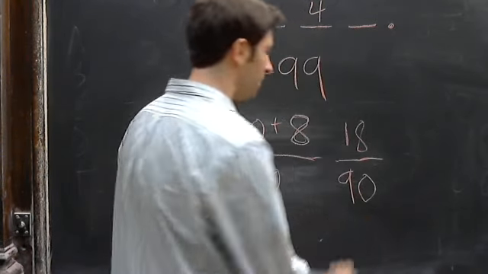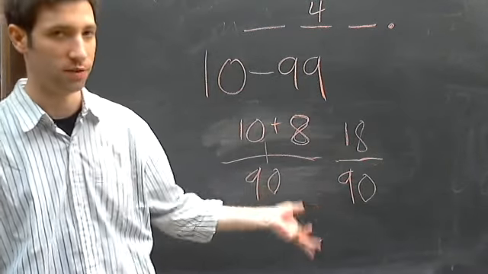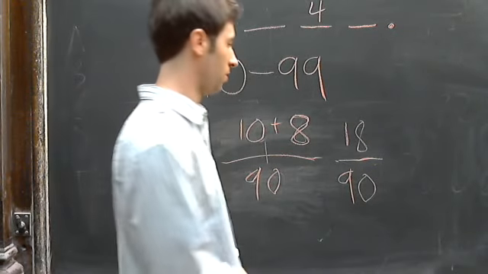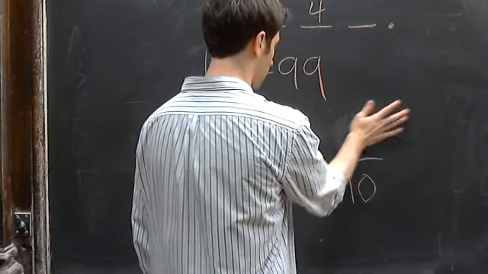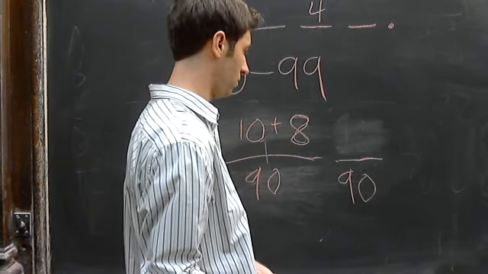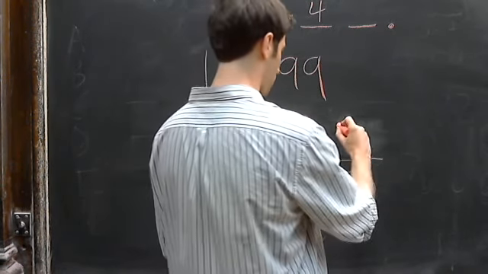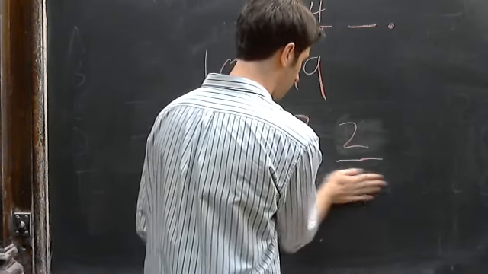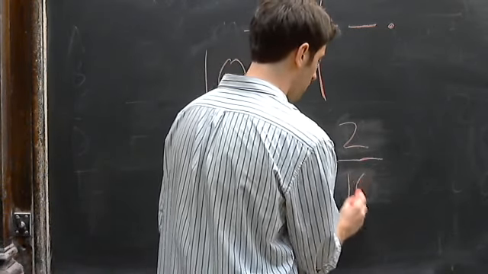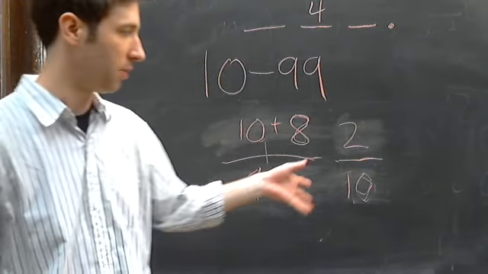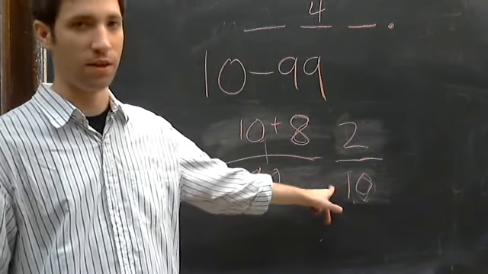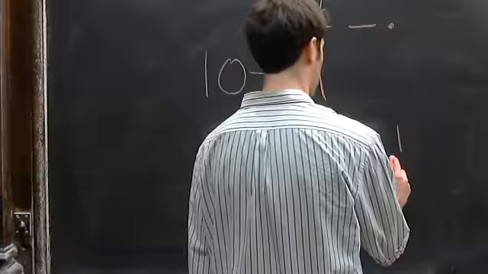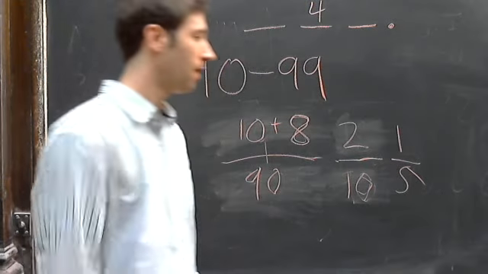over 90, and these are both factors of 9. So this is going to simplify all the way down to 2 over 10, because you can divide both those by 9. And then I can simplify this down one further because these are both even numbers, so I can divide by 2 and I get 1/5.